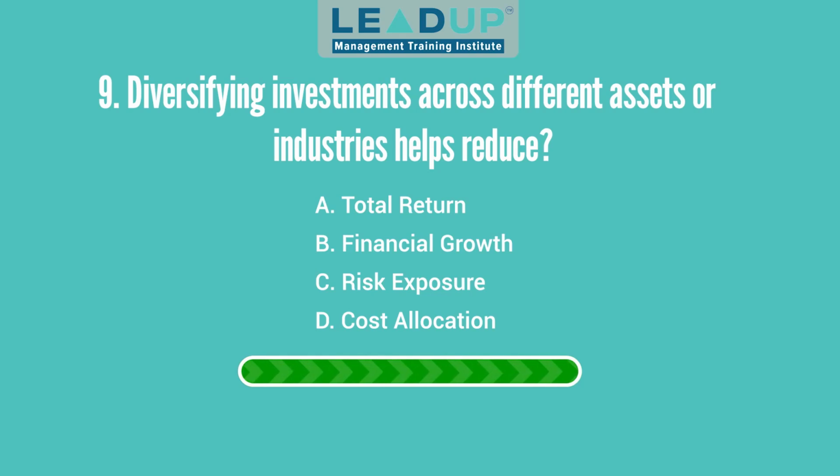Question 9. Diversifying investments across different assets or industries helps reduce A. Total return, B. Financial growth, C. Risk exposure, and D. Cost allocation. The answer is risk exposure.